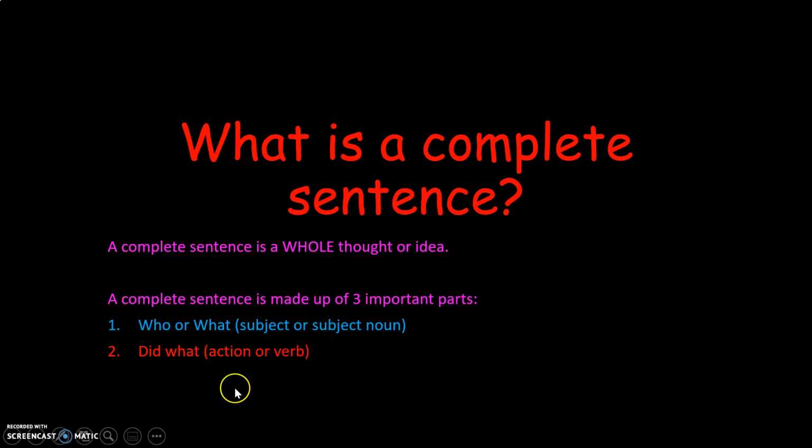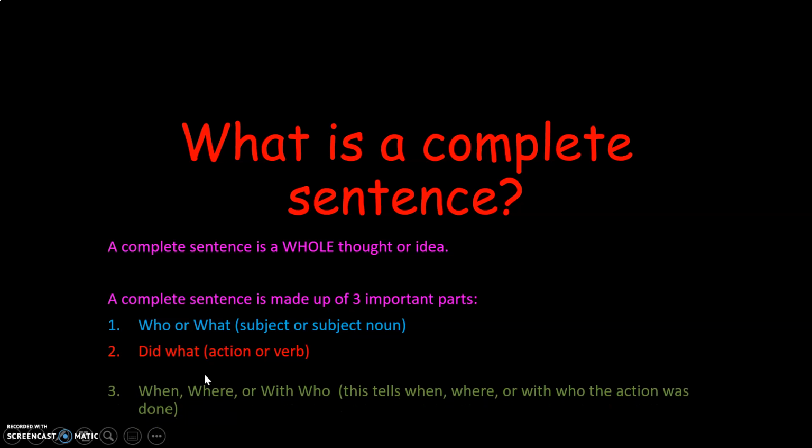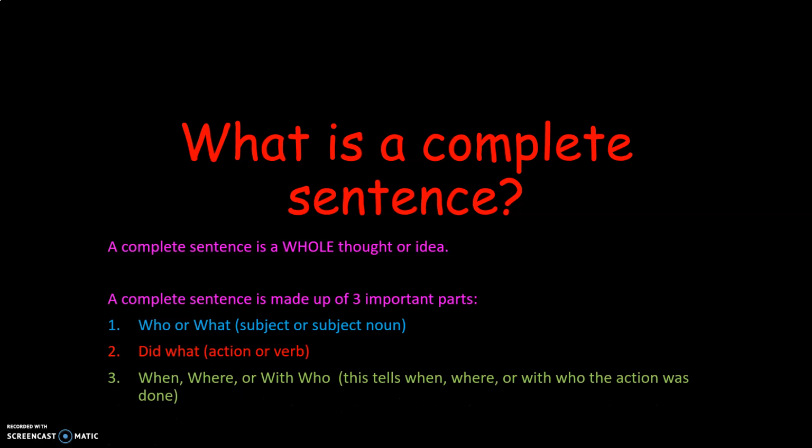Every complete sentence must have both one and two, a who or a what, or a subject noun, and a did what, which is the action or the main verb in the sentence. And to make the sentence really complete, you should have one of these W words, either a when, where, or a with who. This tells when, the time, where, the place, or with who the action verb was done.